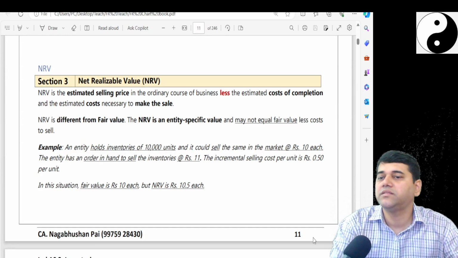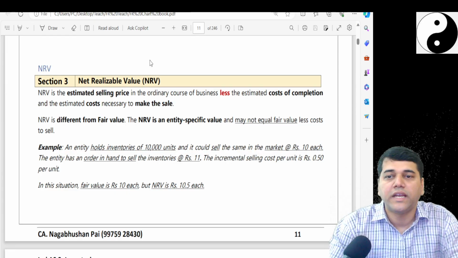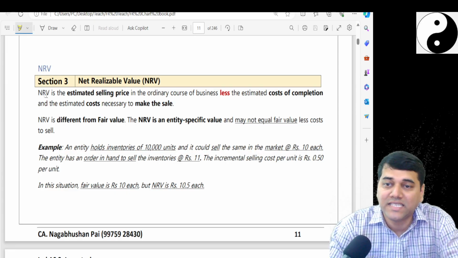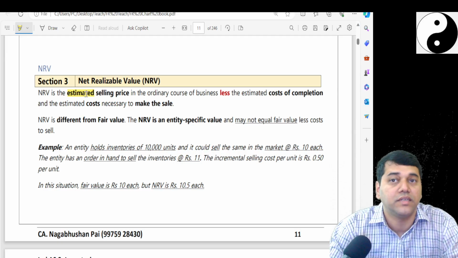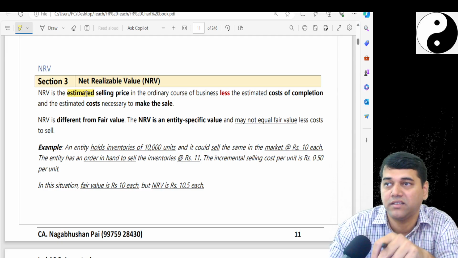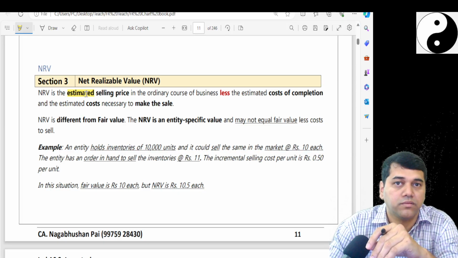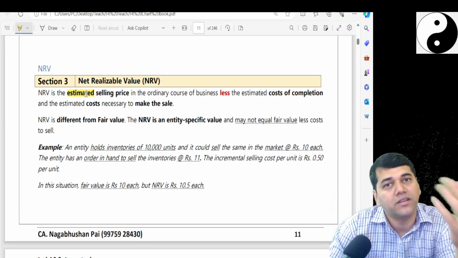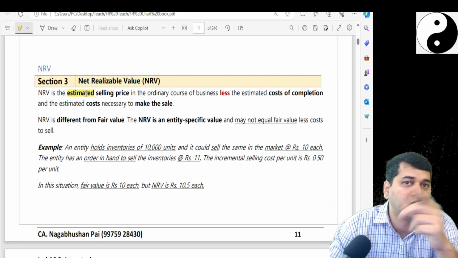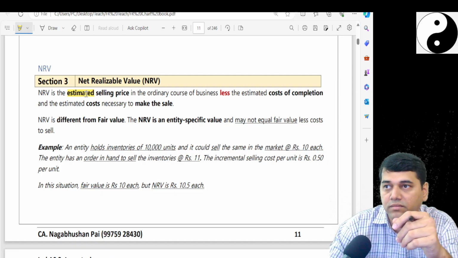See, next thing is the NRV. So net realizable value is the estimated selling price. It is not the selling price on the last day, on 31st March. It is estimated. That means it's like a subsequent event. We are going to come across this in Ind AS 10.